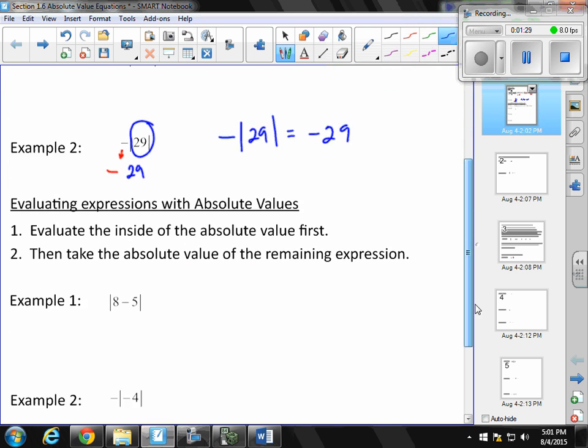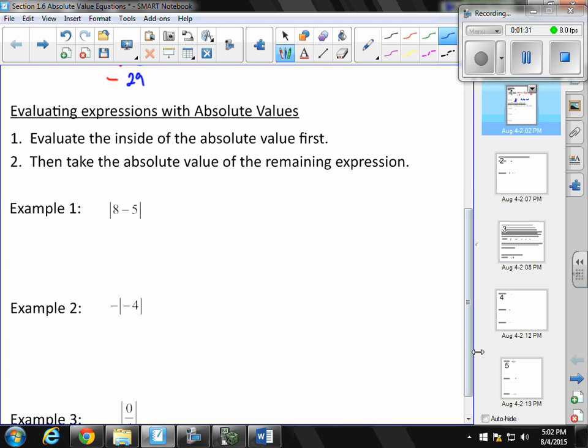When we evaluate expressions with absolute values, we want to evaluate the inside of the absolute value first, then take the absolute value of the remaining expression. So for example, the absolute value of 8 minus 5, we're going to evaluate what's on the inside first. 8 minus 5 is 3, and the absolute value of 3 is 3. Final answer.